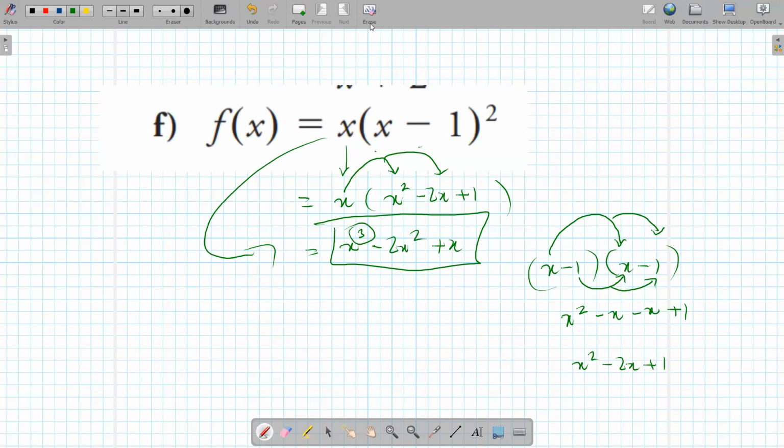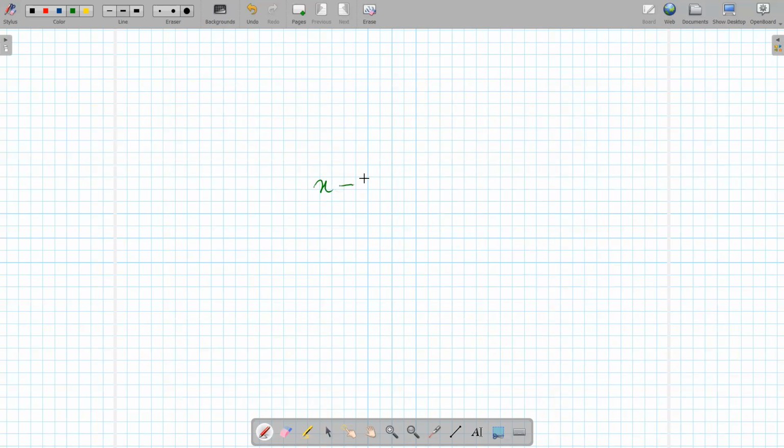Okay, but you don't have to do it like this. Here, let me show you a shortcut. You can have something like x minus 3 to the power of 5 times x minus 2 to the power of 3. What's the degree of this polynomial?